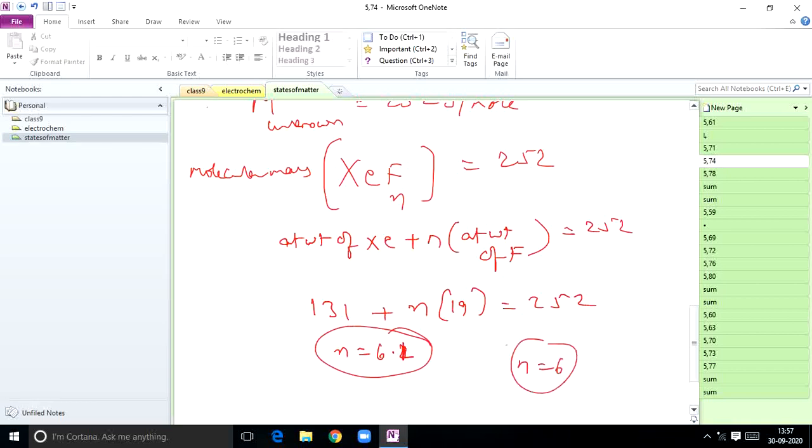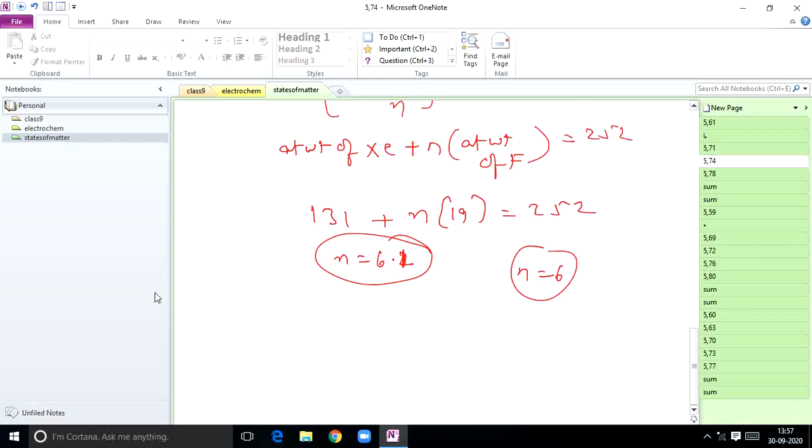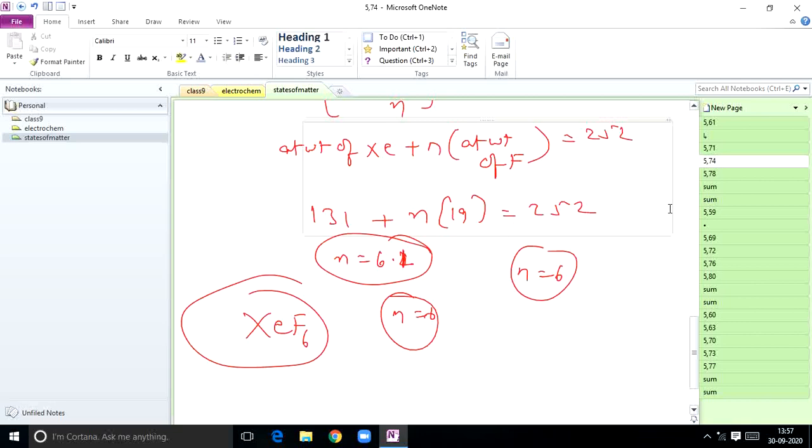And what is the molecular mass? Molecular formula of the xenon fluoride compound is XeF6. So here n is equal to 6. So that is the molecular mass of the compound. Okay students, very important model.